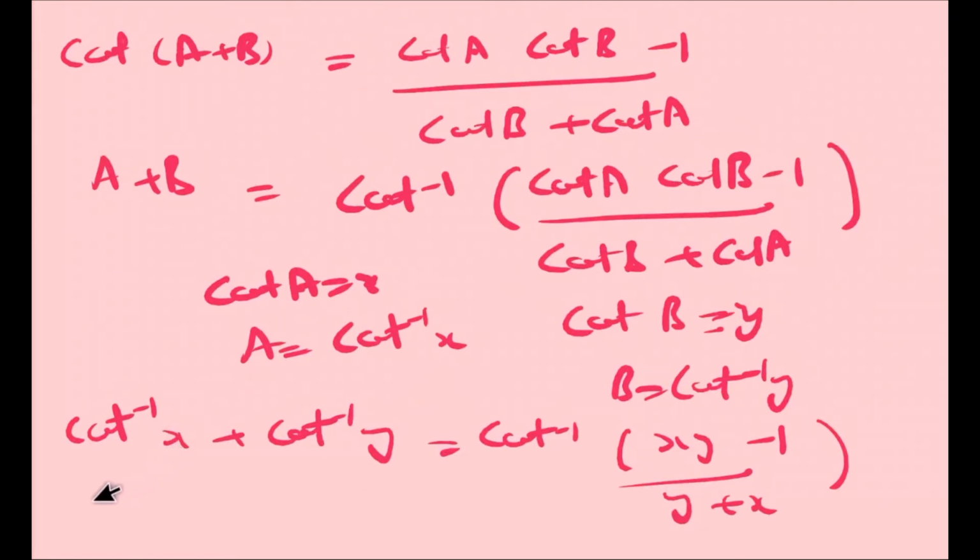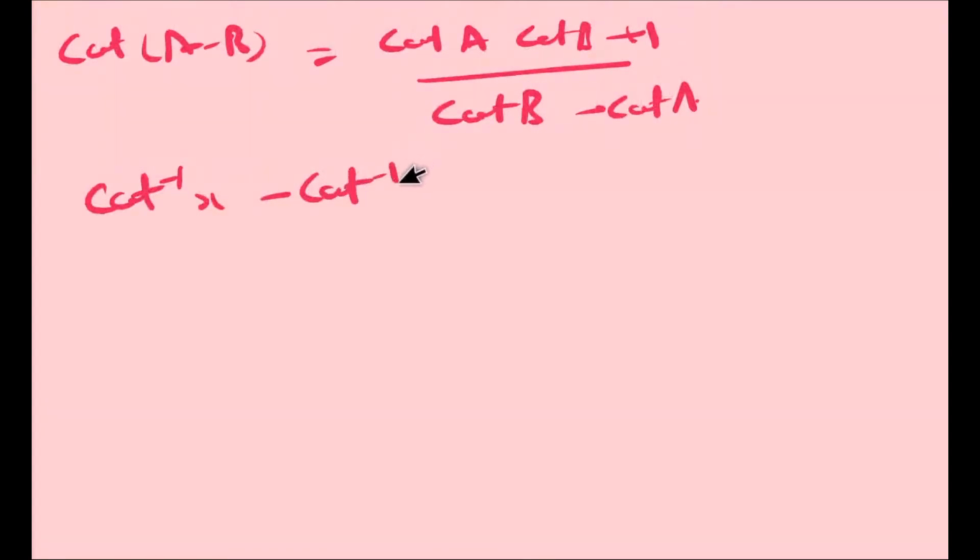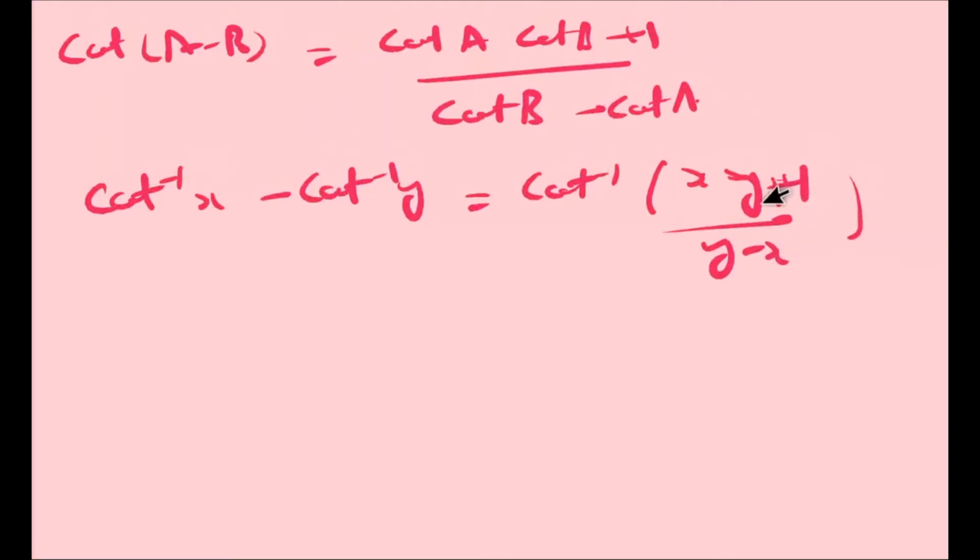So what is the formula of cot⁻¹ x minus cot⁻¹ y? You have to write it. Now if here is minus, then it is plus, and here is minus. What is the formula of cot(A − B)? That is (cot A cot B plus 1) upon (cot B minus cot A). So similarly, we can find the formula cot⁻¹ x minus cot⁻¹ y equals cot⁻¹((xy plus 1)/(y minus x)).